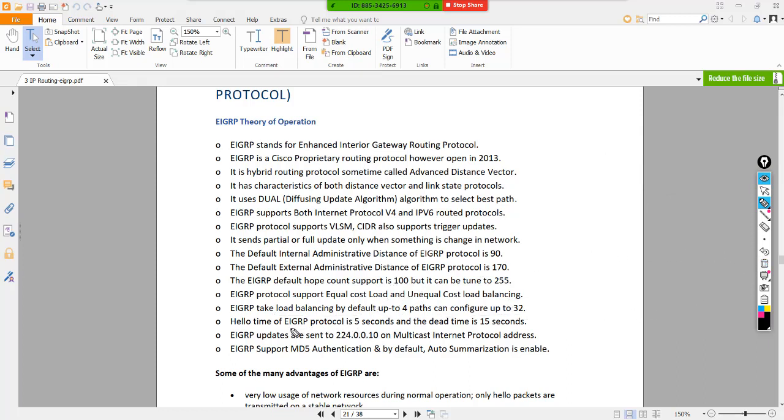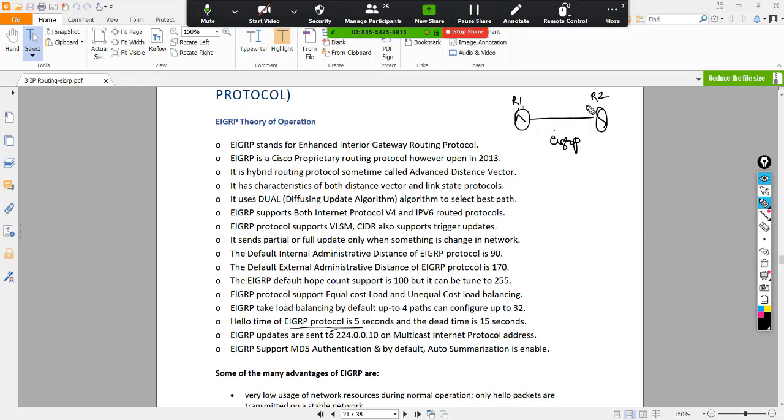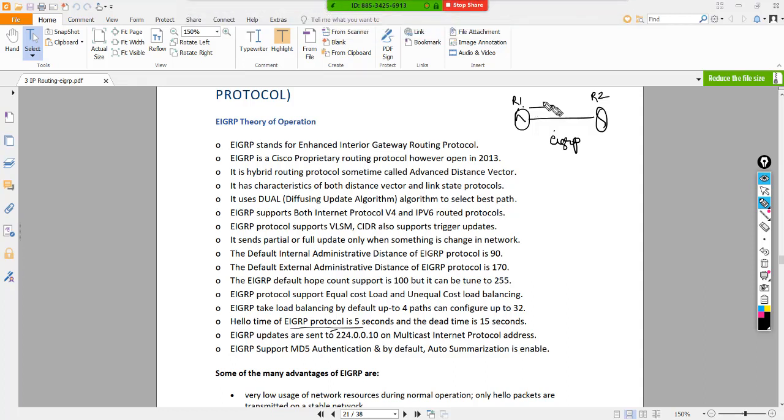Similarly, regarding the timers. Timers are very important. Let's say I have two routers running EIGRP. Now how are R1 and R2 going to keep a neighborship relation, or know each other, whether R1 is up or R2 is up, or whether R1 is down or R2 is down? That's because of the periodic hello packets.